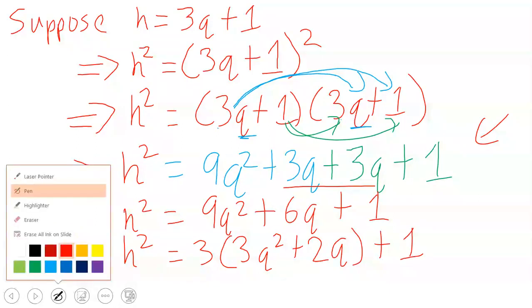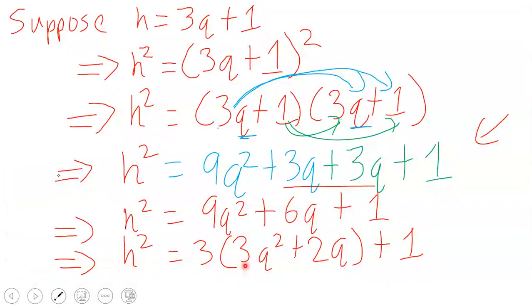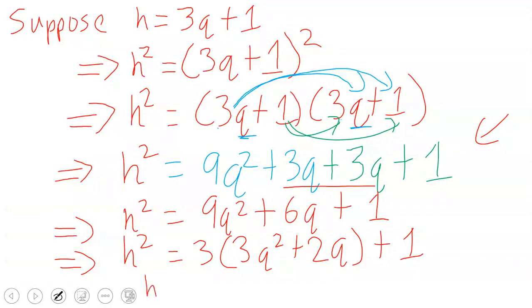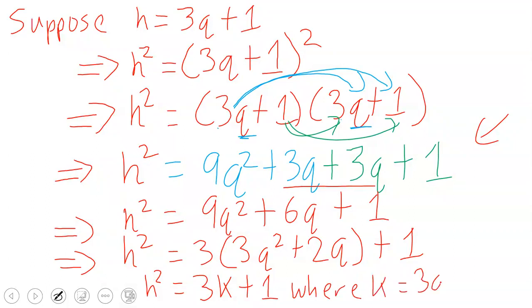You see what we did? Notice that 3 times 3 gives me the 9 that I need up front, and 3 times 2 gives me the 6 that I need here. So this is saying the same thing as this. Let's finish this off. We have that h squared is equal to 3k plus 1, where k equals 3q squared plus 2q, and that is indeed an integer.